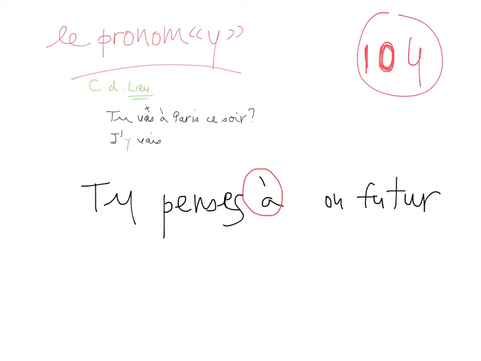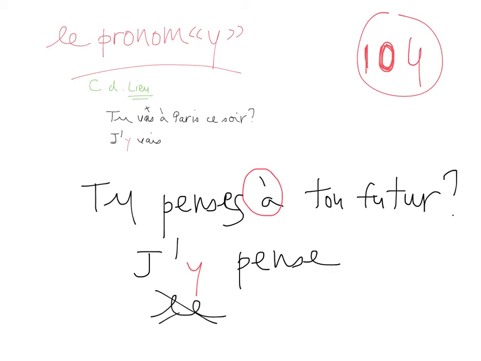Well, again, you will not answer oui, je pense à mon futur. Of course you can, but if you answer this, you sound like Form 1s, Form 2 at best, and you want to sound like Form 4, 5, 6, right? So you are going to use le pronom y. Oui, j'y pense. Why do we use j'y pense? Why don't we say je le pense? Because in this case, the verb uses the preposition à, and because of that, this has to become y. It's as simple as that.